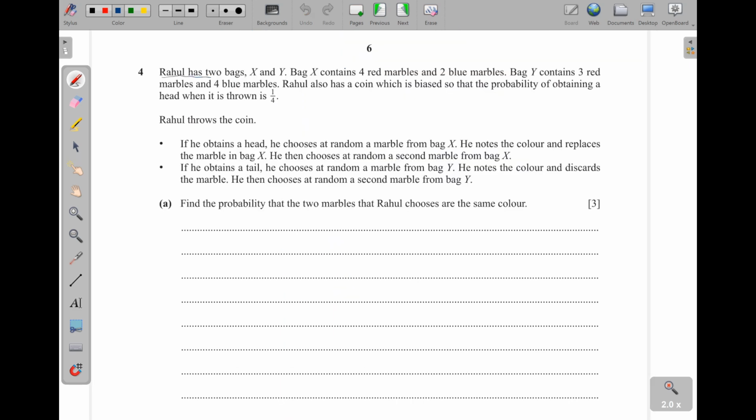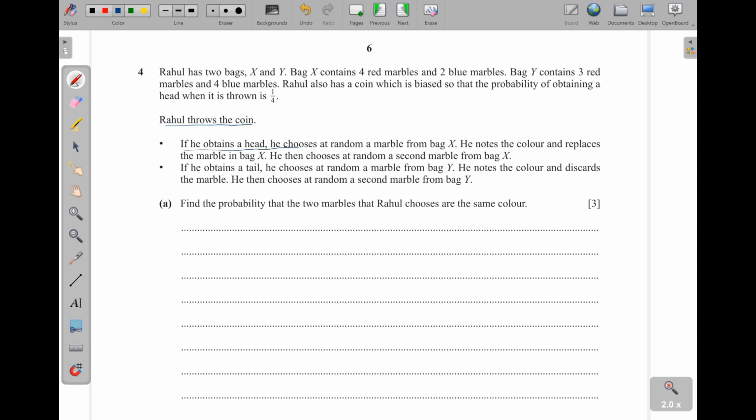Question 4. Rahul has two bags, X and Y. Bag X contains 4 red marbles and 2 blue marbles. Bag Y contains 3 red marbles and 4 blue marbles. Rahul also has a coin which is biased so that the probability of obtaining a head when it is thrown is a quarter. Rahul throws the coin.